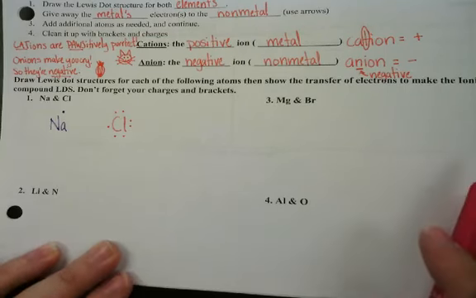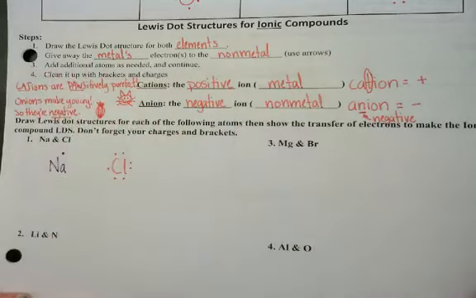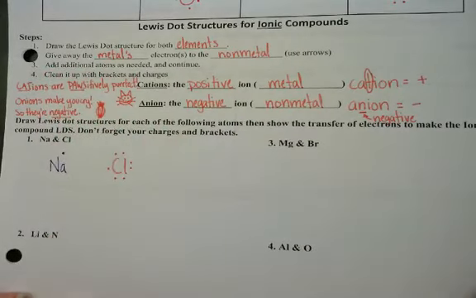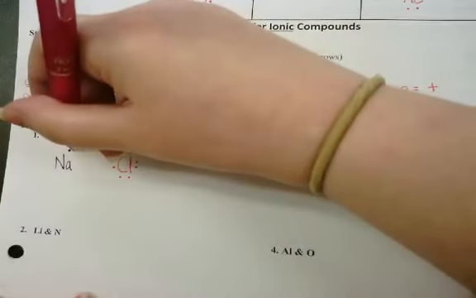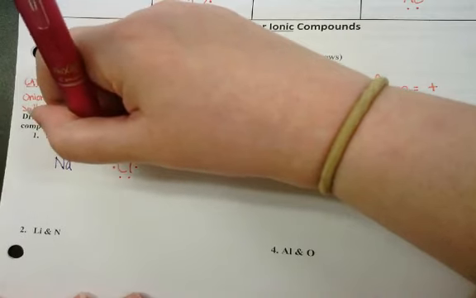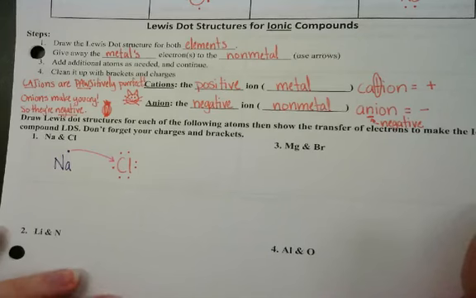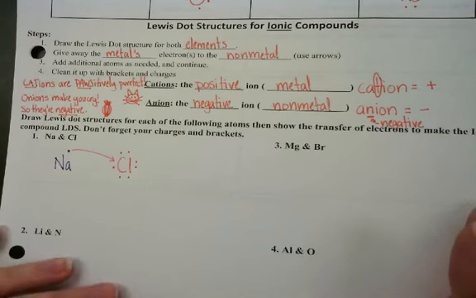Okay. Now, what did step 2 say? Give the electrons from the metal to the nonmetal, and we're going to use arrows. So we're going to draw an arrow from the dot from sodium to where the missing dot for chlorine is. Missing as in where it would need to gain 1 for it to be 8.